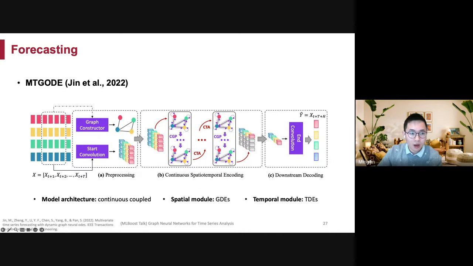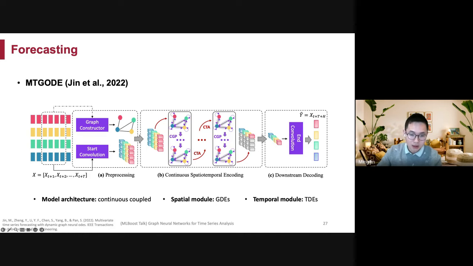Okay, and because most of the previous models are actually discrete models, when it turns to continuous models, a recent work is called MTGODE. Given time series observations, it constructs the graph. And then it defines two continuous processes, one called CGP, another called CDA. In the formulation, these are two different neural ordinary differential equations, and you can wrap them in a single formulation. You solve that, and you have the representations of your input time series for the target variables. And then you apply a downstream head, for example, the 1D convolution as the forecaster, and you can do the forecasting effectively.